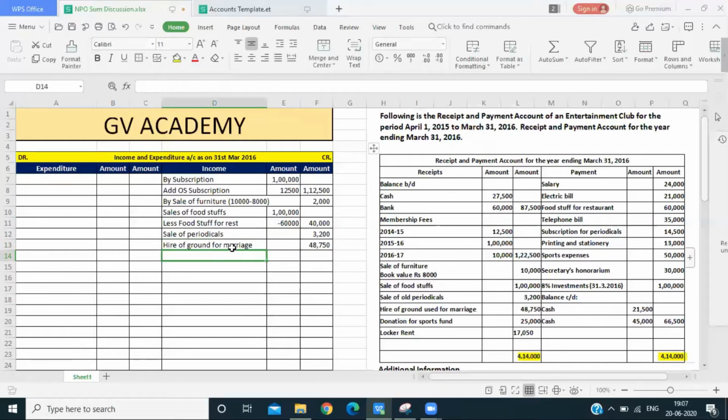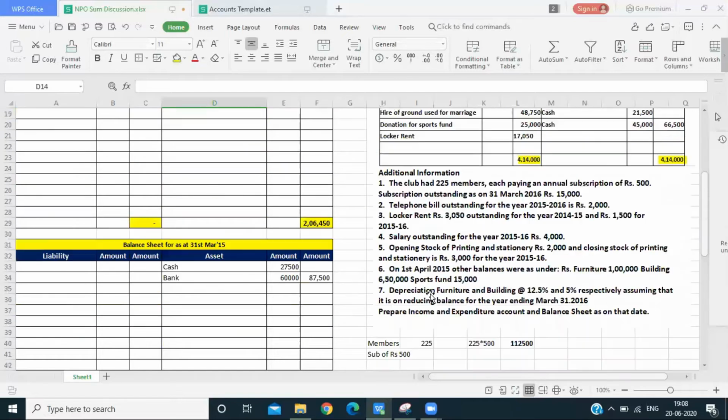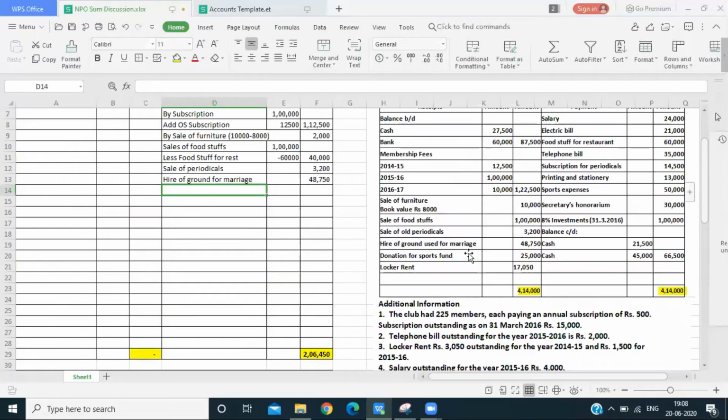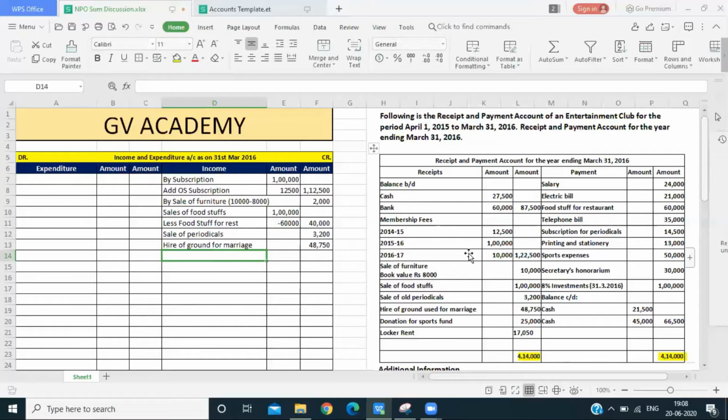Okay, the next point is the donation for sports fund. As we all know, donation for sports fund is a specific donation. It has to be shown under the liability side of the current year's balance sheet. And even in the adjustment, there is a value of 15,000 in the sports fund, which means in the opening balance sheet, we have a sports fund amounting to 15,000. If there is any expenditure relating to the sports fund, we need to adjust that.